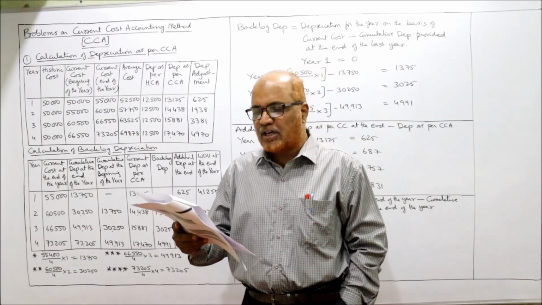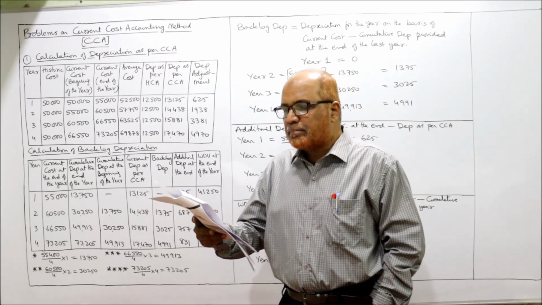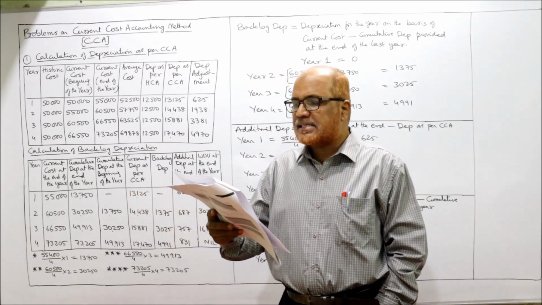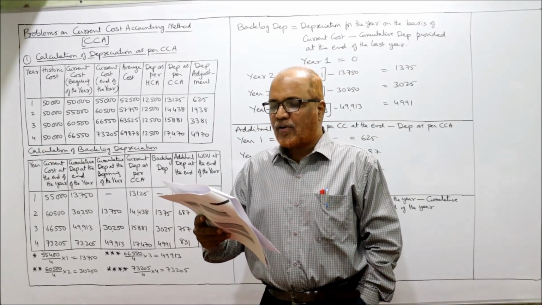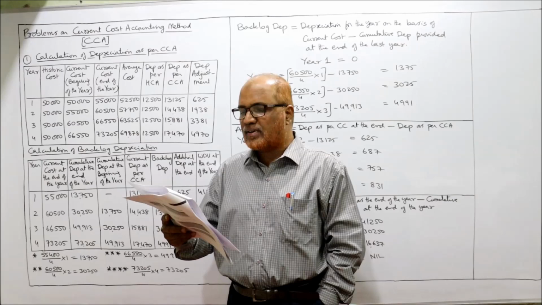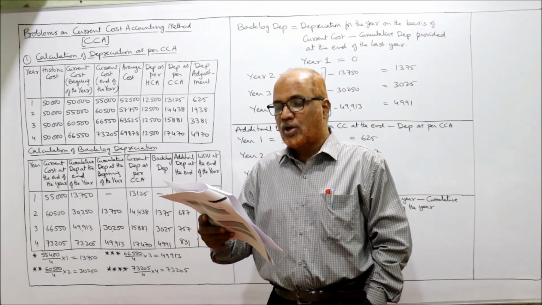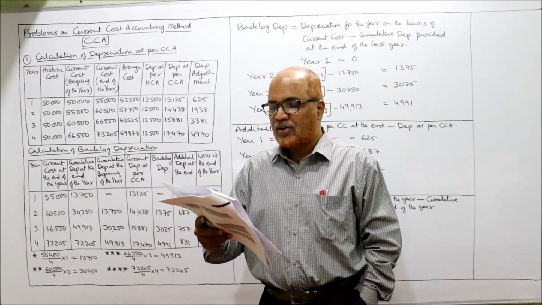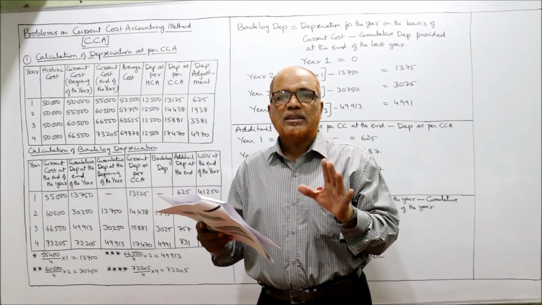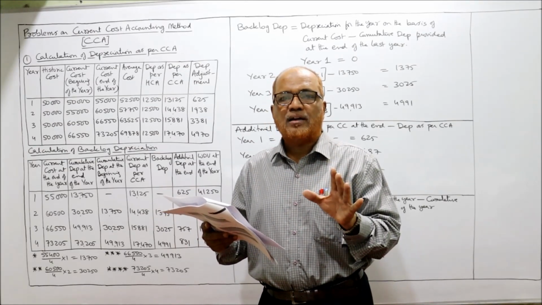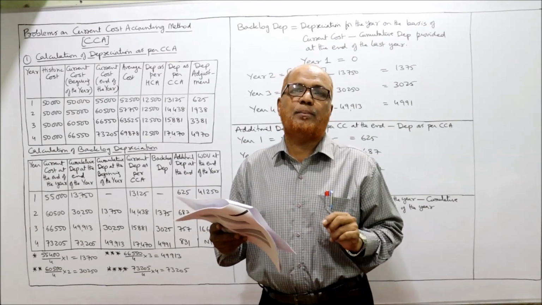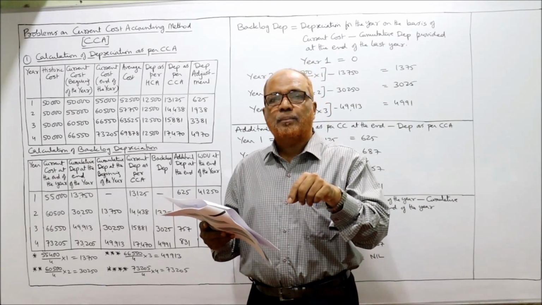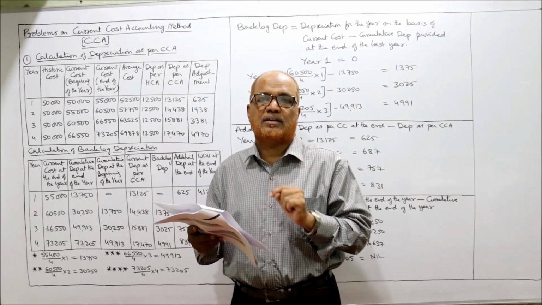The first problem I am reading out. Prepare a statement showing the amount of depreciation under the current cost accounting CCA method for each of the 4 years, as well as the backlog depreciation for a certain item of an asset from the following details. So in this problem, we have to find out the depreciation adjustment and backlog depreciation. We have to calculate the depreciation according to the CCA method.